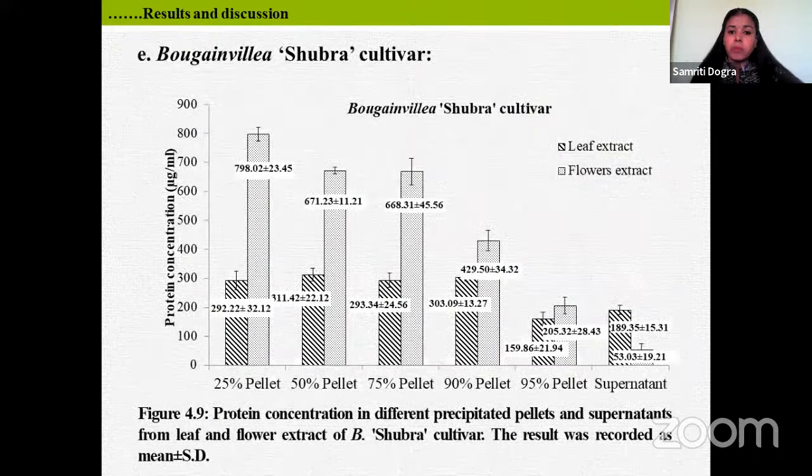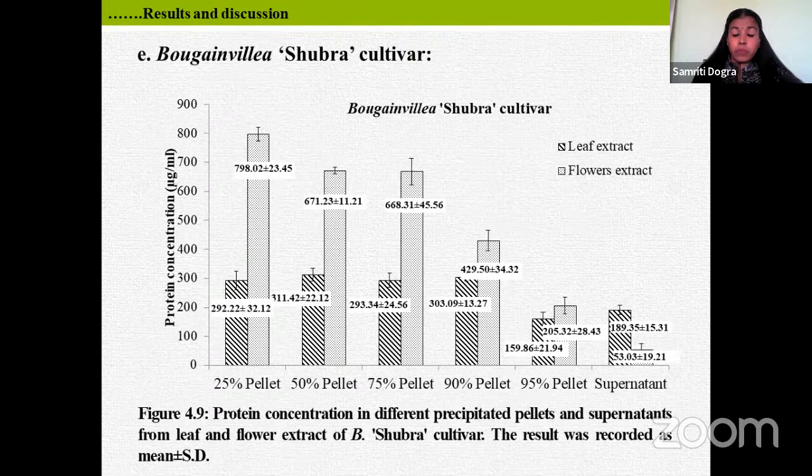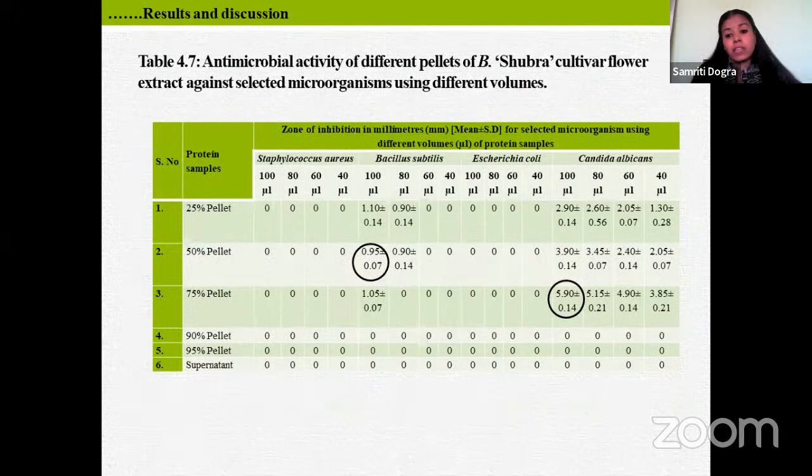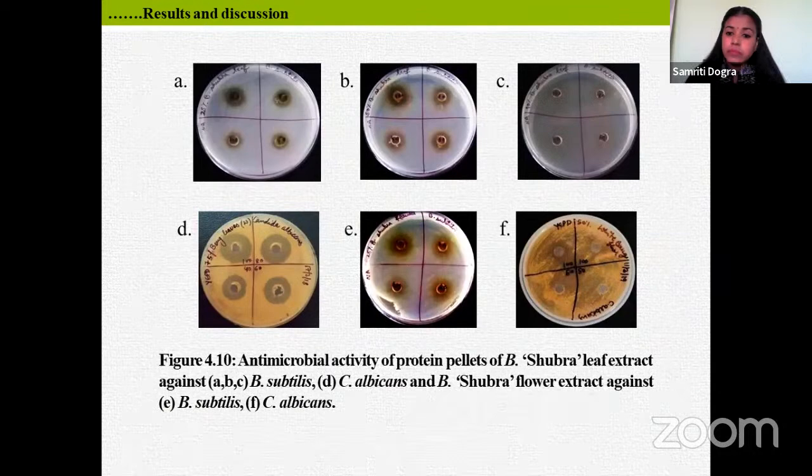Bougainvillea Shubra cultivar, again in this I used the leaf and flower extract. Maximum concentration in case of flower is present in the 25% protein pellet, and in case of leaf, maximum concentration was present in the 50%. Here, the Shubra cultivar leaf extract showing the maximum activity of 6.9 against Staphylococcus aureus, and the flower extract showing activity against Candida, not against Staphylococcus aureus. This showing the zone of inhibition. You can see the zone of inhibition.